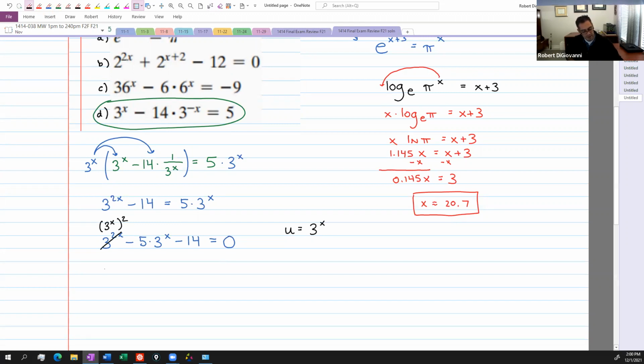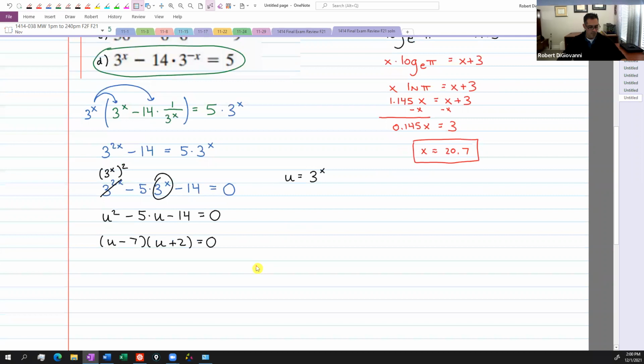So now making the substitution, u is 3 to the x, you have u squared minus 5 times u, minus 14 equals 0. Now you have a quadratic. I'm going to factor. If it factors, it does, I think. u minus 7 times u plus 2. And then finally set those two equal to 0. You get 7 as one answer, and you get -2 as another answer.